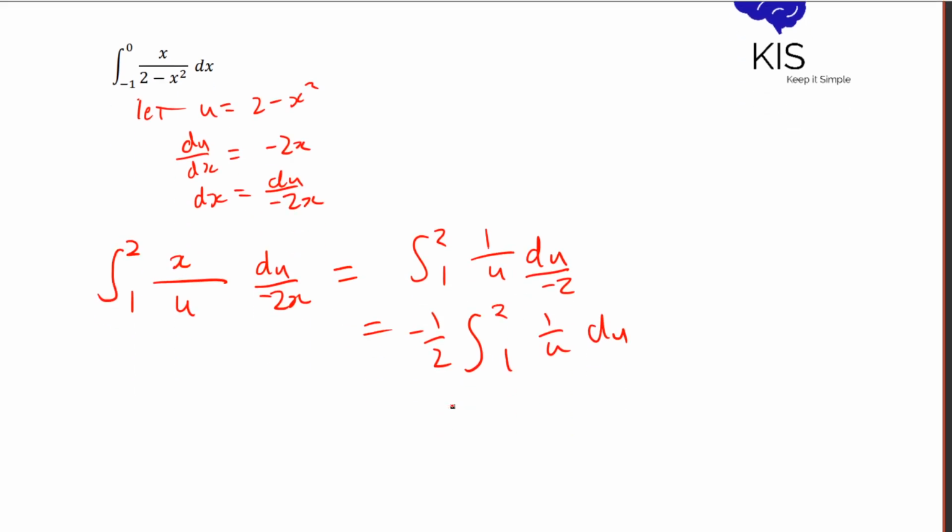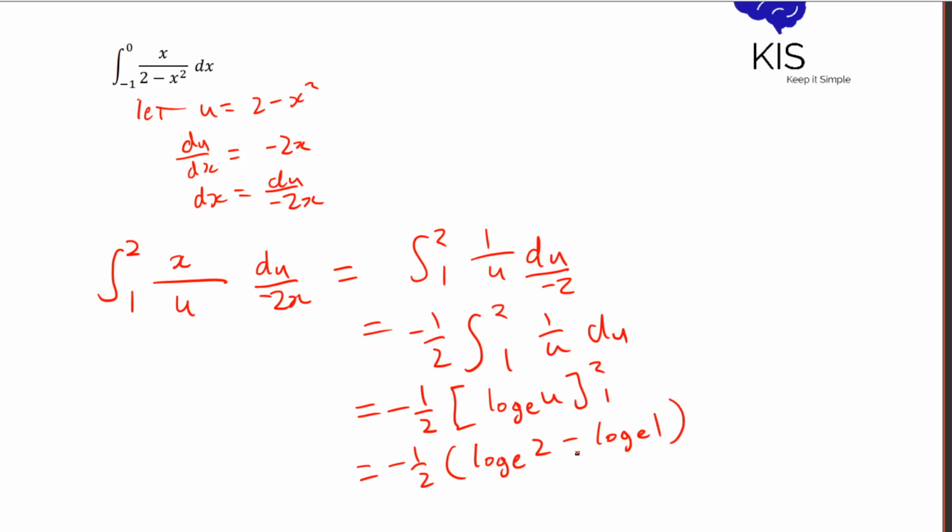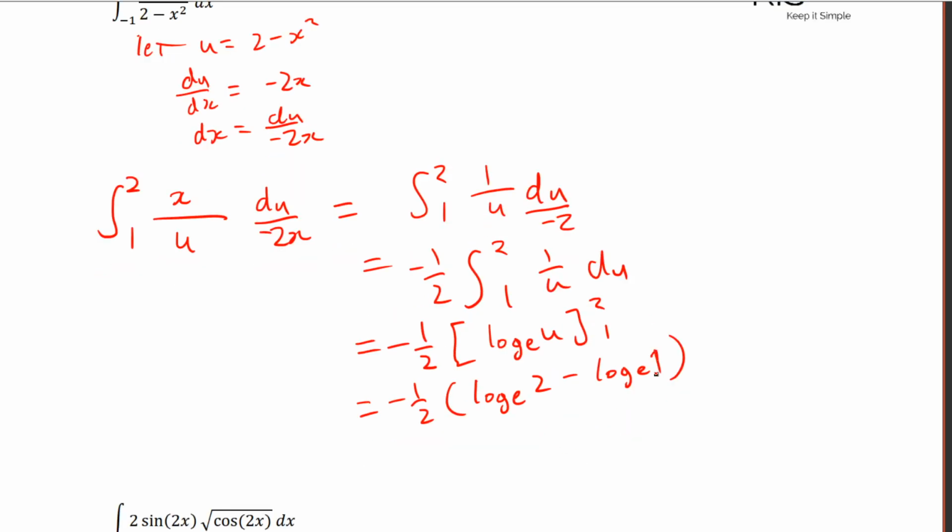And now I have my expression just in terms of u. My terminals are also in terms of u, so everything's good. I can integrate this as normal. The integral of 1 on u is log e u, and my terminals are 2 and 1. So this is -1/2 times log e 2 minus log e 1. Log e 1 is just 0. So this is just -1/2 log e 2, and that's my final answer. It's a definite integral, so I don't need plus c.